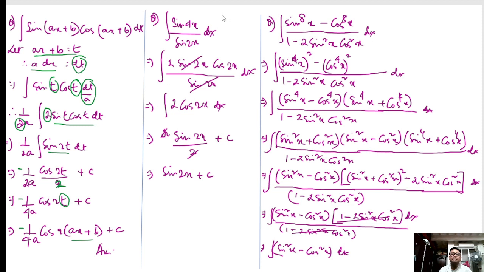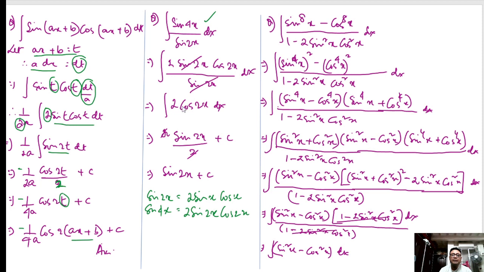Now let's see the next sum. Integration of sine 4x by sine 2x. So sine 4x, how can we write it? 2 sine 2x cos 2x. Why? Because sine 2x is 2 sine x cos x. So sine 4x will be 2 sine 2x cos 2x.